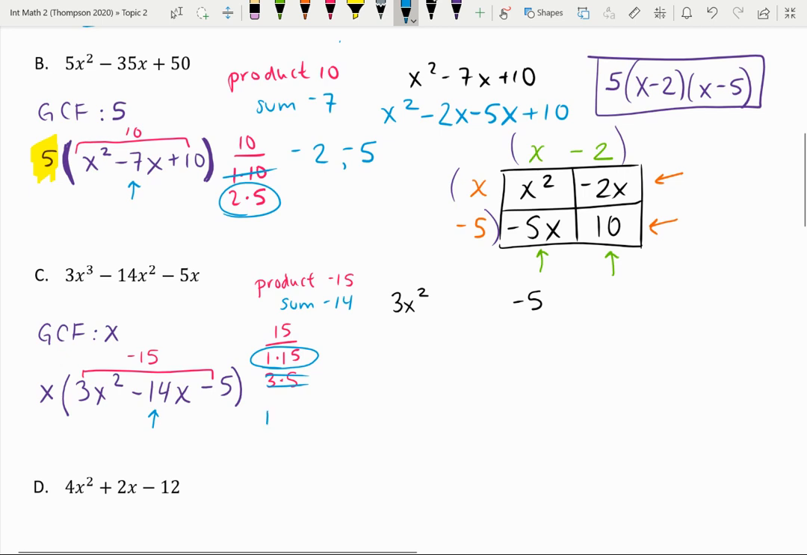When I have the 1 and the 15, in order for the 14 to be negative, I'm going to have a negative 15. And then check, 1 times negative 15, does that give me negative 15, my desired product? Yes, indeed. Okay, so I have plus, this is just the coefficient, plus 1x minus 15x.